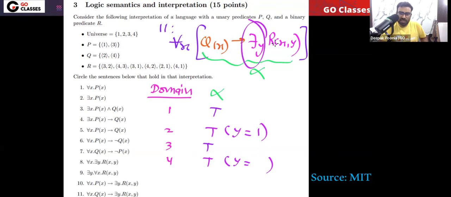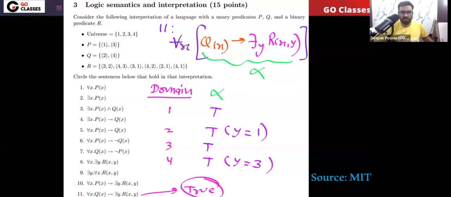There exists a y such that R for y is true. Yes, y equal to 3 will work, or y equal to 1 will work. So very simple, you can see that for every element in the domain, this alpha is true. So I can say the universal quantifier will become true. So this statement actually will be true. So that's it. This is the complete analysis of this question.